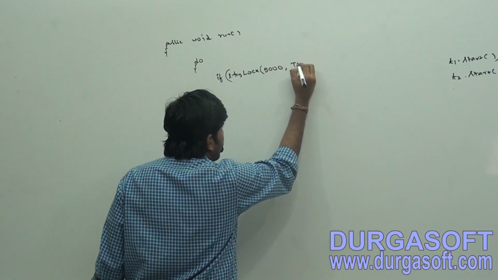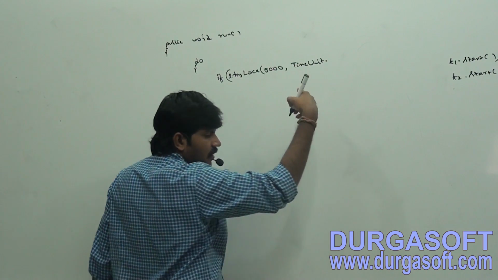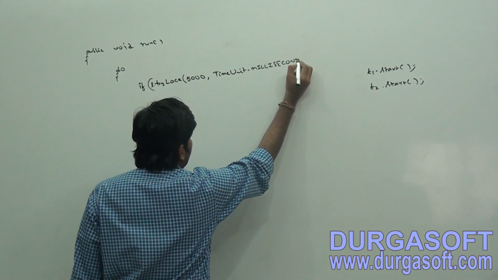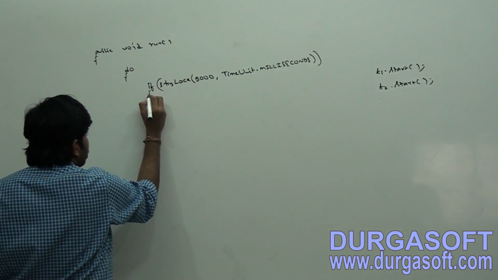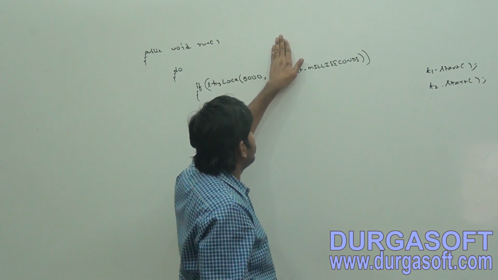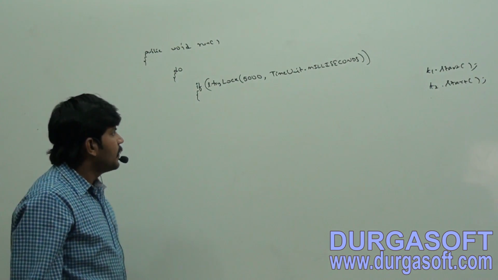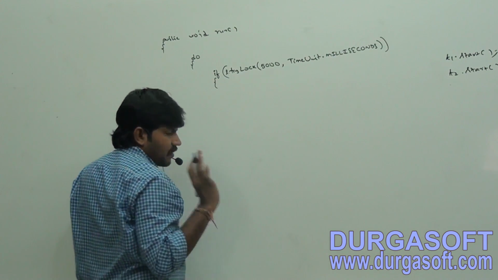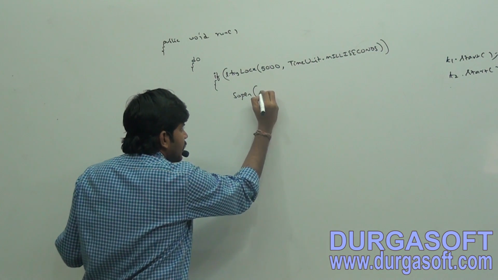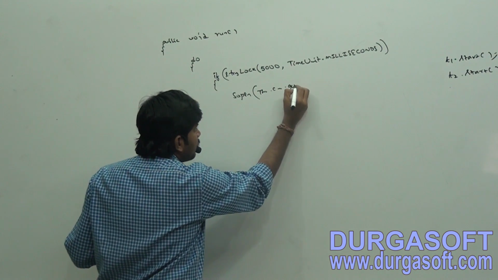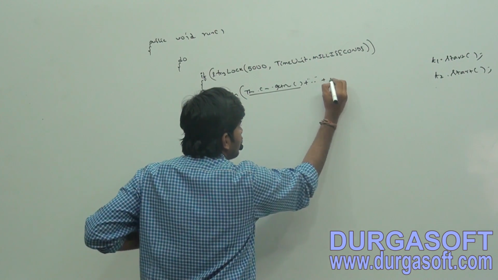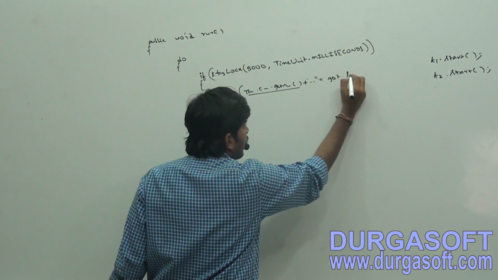That's why I have to take TimeUnit, and what is the value? Milliseconds. TimeUnit.MILLISECONDS. If l.tryLock(5000, TimeUnit.MILLISECONDS) and I got the lock, because the first thread got the lock, System.out.println(Thread.currentThread().getName()) got lock.